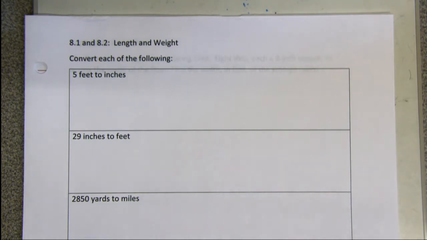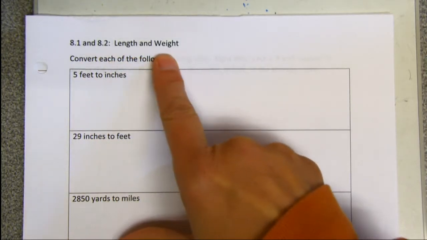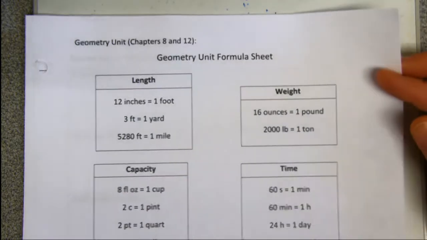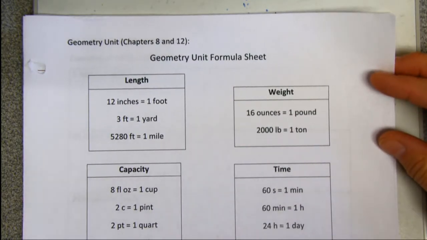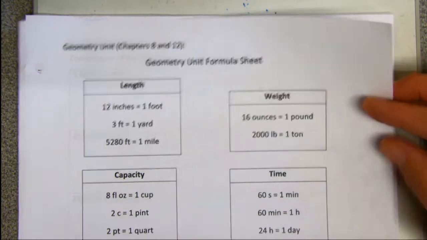This is the lecture over 8.1 and 8.2, length and weight in the geometry unit. I do want you to notice that the first page of your notes is this formula sheet. So I will be referring back and forth to this formula sheet as I go through these notes.